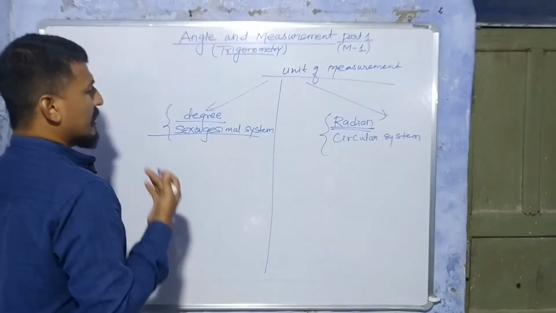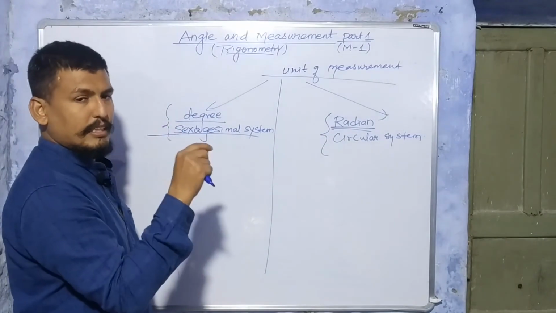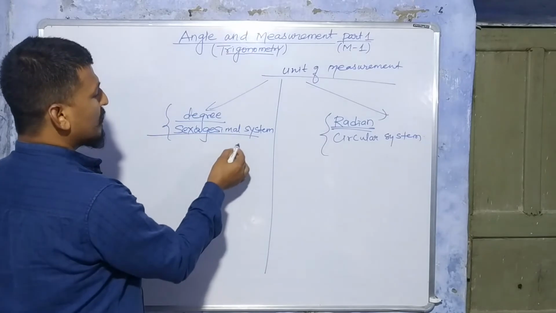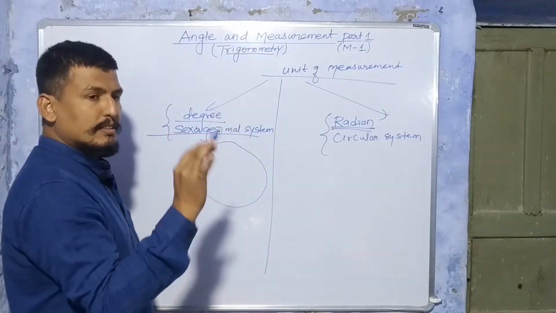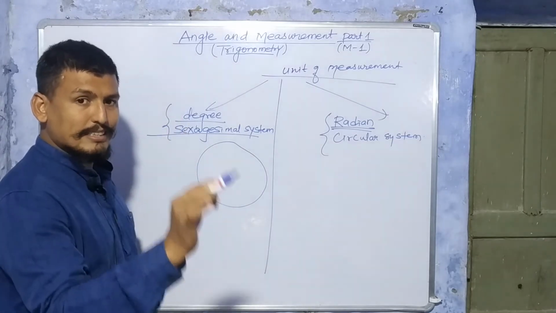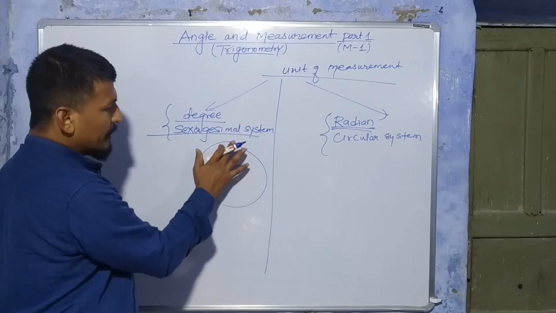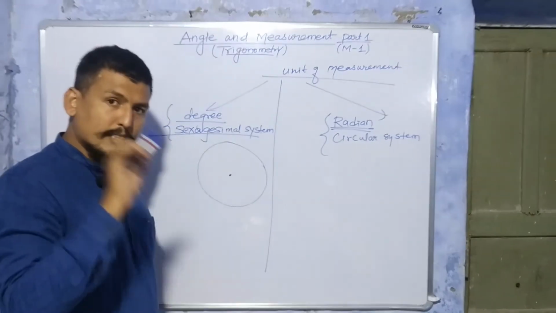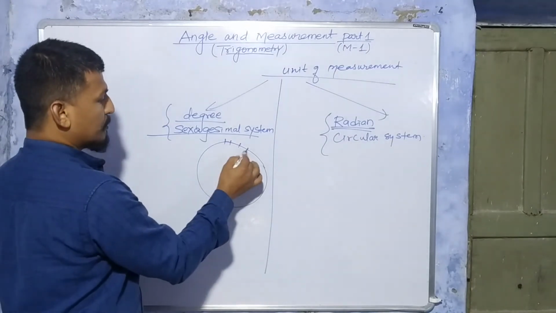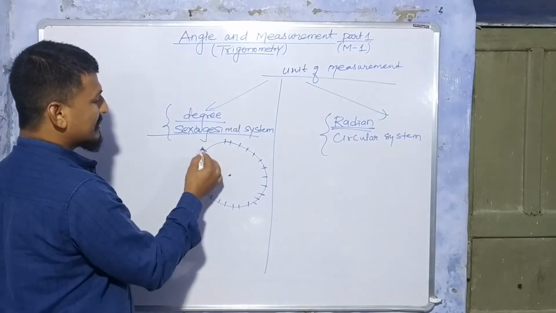In the same situation, what do you mean by 1 degree? See, the definition of degree is what? We have a complete circle, right? This complete circle is divided into 360 equal parts. Suppose this one is divided into 360 equal parts.